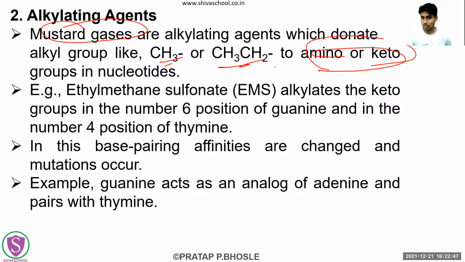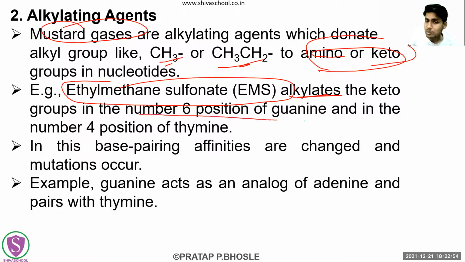or ethyl group. Now because of that, ethyl methane sulfonate alkylates the keto groups in the number 6 position of the guanine. ये जो guanine है ना, उसके 6 नंबर के पोजीशन को क्या करता है?